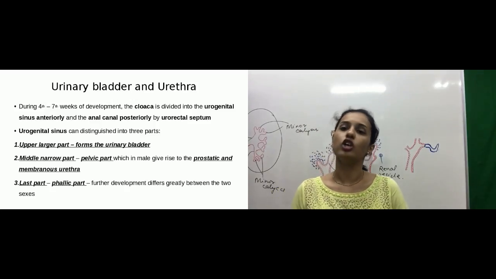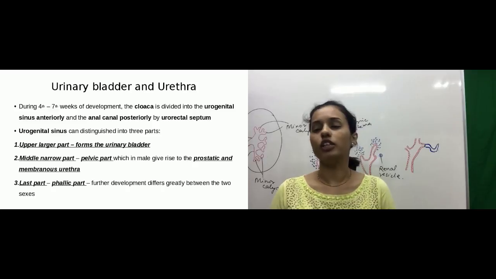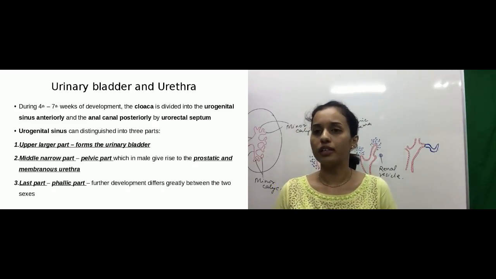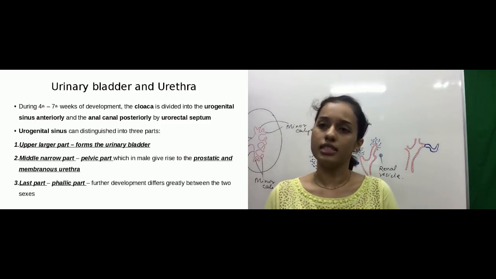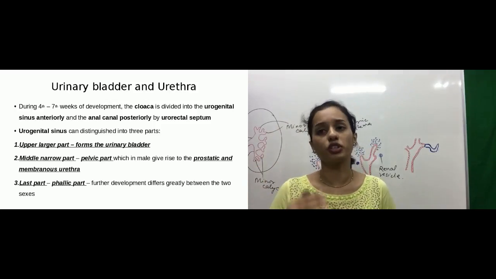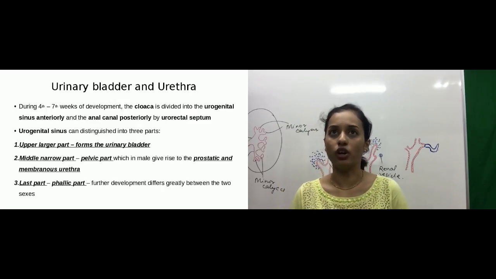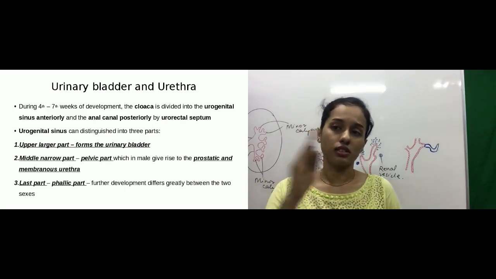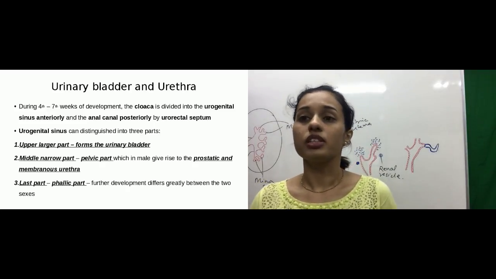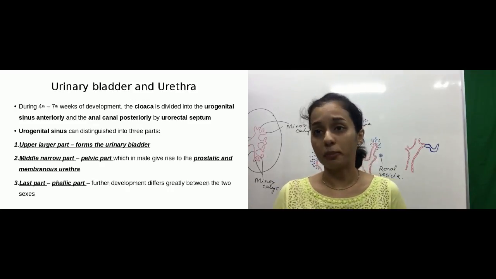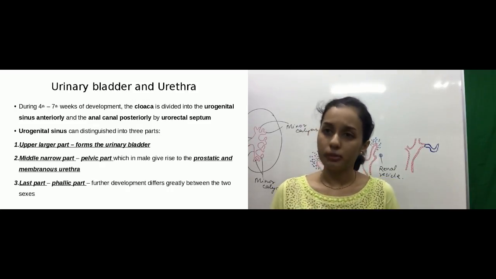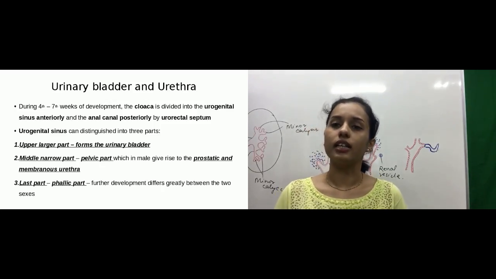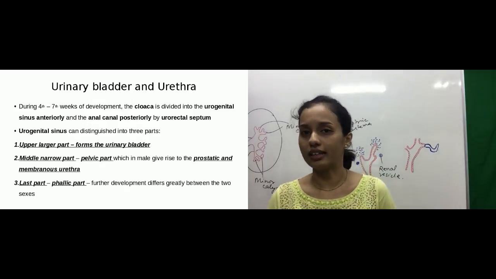You know that the cloaca is the terminal part of the hindgut, which is endodermal in origin. It is divided into the urogenital sinus anteriorly and the anal canal posteriorly. These two are separated by a septum called the urorectal septum. Similarly, if you go back to my video on the GIT, the gastrointestinal tract, there is separation even in the respiratory tract: the trachea and the esophagus are separated by the tracheoesophageal septum. Similarly, at the terminal part, the cloaca is divided by the urorectal septum, into the urogenital sinus anteriorly and the anal canal posteriorly.